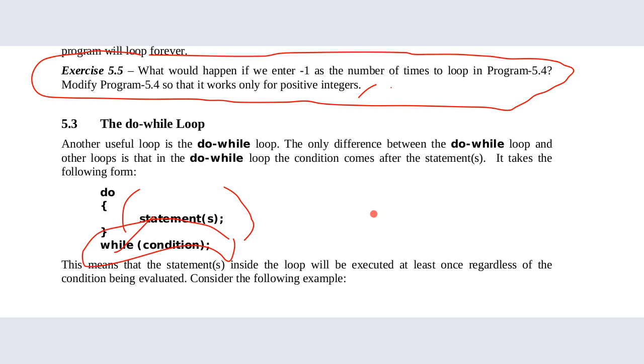Because in C programming, it is a top-down approach. So our execution moves like this. That means the compiler will meet this statement even before it knows whether the condition is true or false, so it executes at least once before the condition is evaluated.